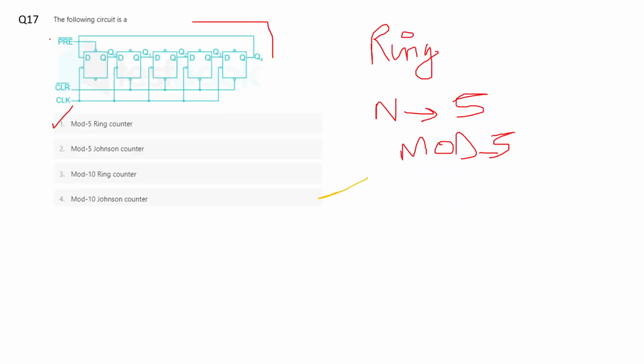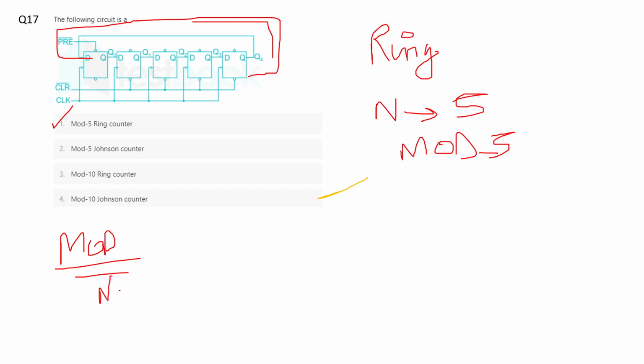Also, one thing: if it was a Johnson counter, where this was connected differently, it would have counted 2n states, because in a Johnson counter, if there are n flip-flops, it will count 2n states. I'm not sure whether we'll call it a mod 10 Johnson counter or a mod 5 Johnson counter, because a mod 5 Johnson counter would itself mean 10 states. That we need to confirm. But regarding this mod 5 ring counter, this is correct. A ring counter which has 5 flip-flops is referred to as a mod 5 ring counter.